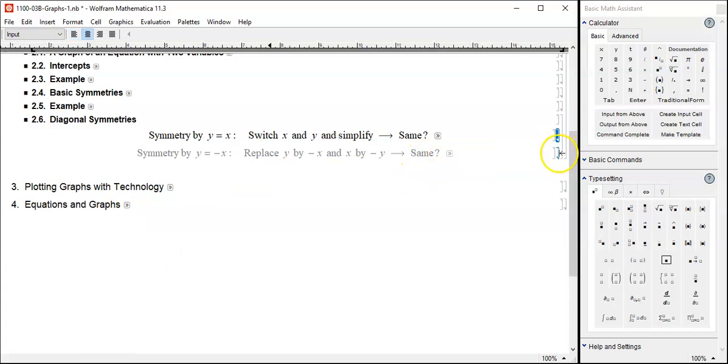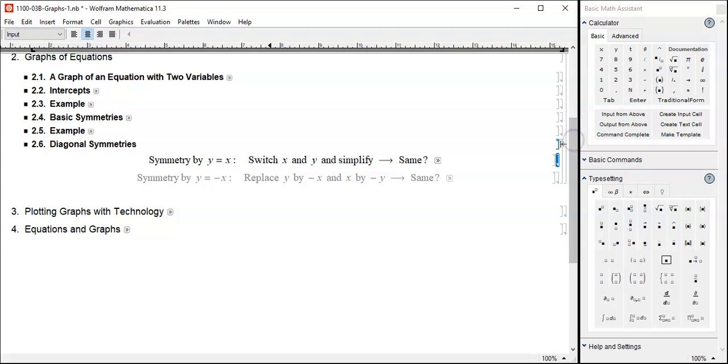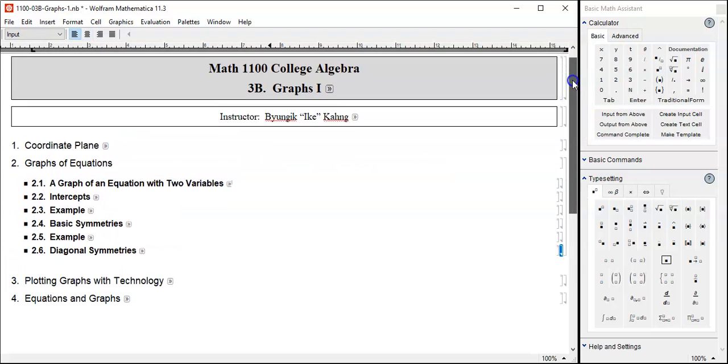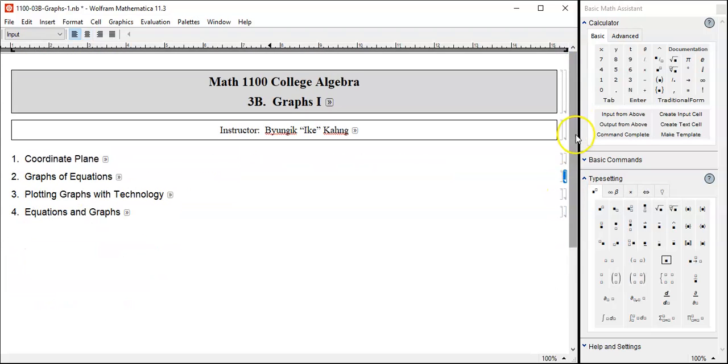And the other diagonal is not that important, so I'm not going to talk about it. I just left it in my notebook, but de-emphasized in gray. It's just for interested students only.